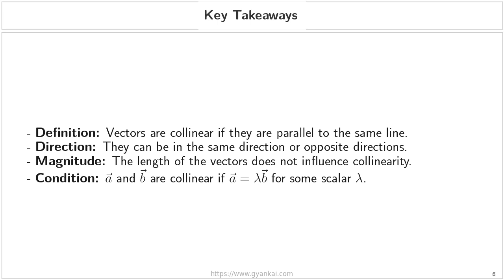Finally, if you are looking for the mathematical test to use in your calculations, remember this condition. Vector A and vector B are collinear if vector A equals lambda times vector B, where lambda is some scalar. This scalar relationship is the mathematical proof that one vector is simply a scaled version of the other. Keep these points in mind, as they are the foundation for the more complex vector operations we will tackle in our next lesson.